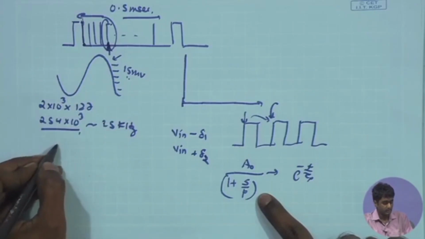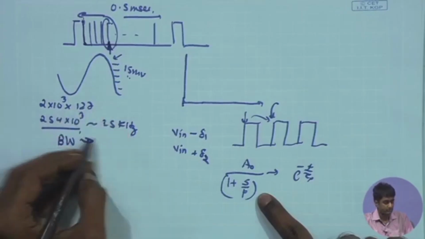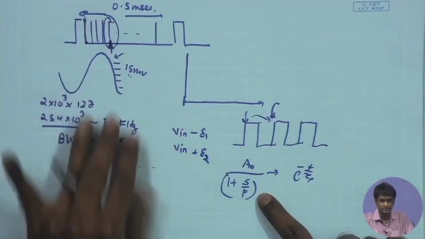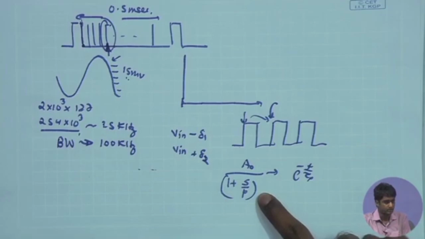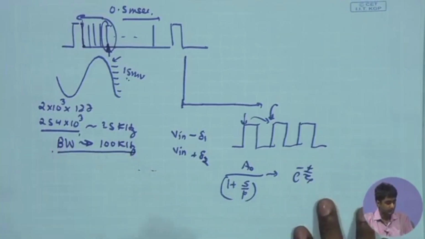A good margin would be 4x, so we can target the amplifier bandwidth to be at least 4 times 25 kilohertz. So, let us keep it 100 kilohertz. We can be more aggressive and try even larger values, but for the time being we can stick to say 100 kilohertz. Now, this is the one quantity that is known.